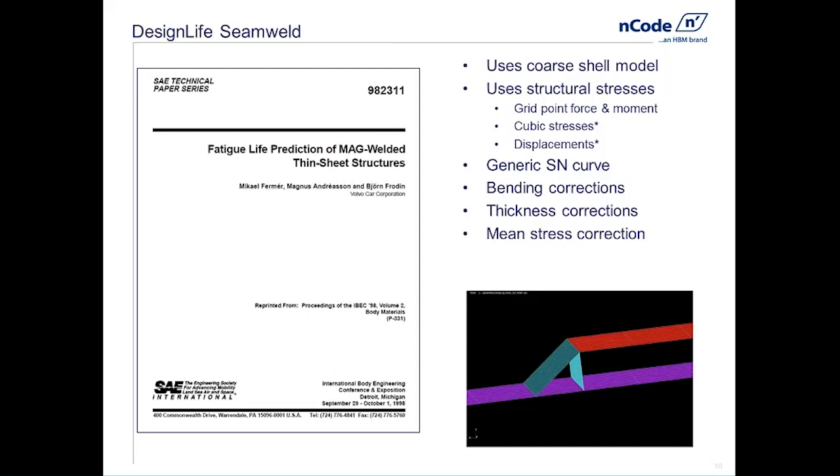In order to successfully have a generic curve, a single curve to describe this, there are several corrections that we'll need to apply to normalize our behavior. One, we're going to look at bending ratio corrections that we will utilize to determine what loads cause the stresses. We'll look at thickness corrections. Again, we need to have some way to normalize the parts based on thickness. And we'll also look at mean stress corrections that are available within the seam weld capability.